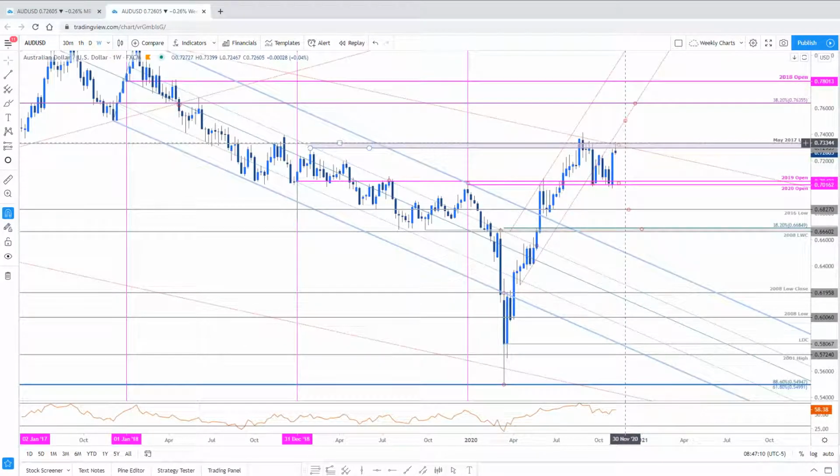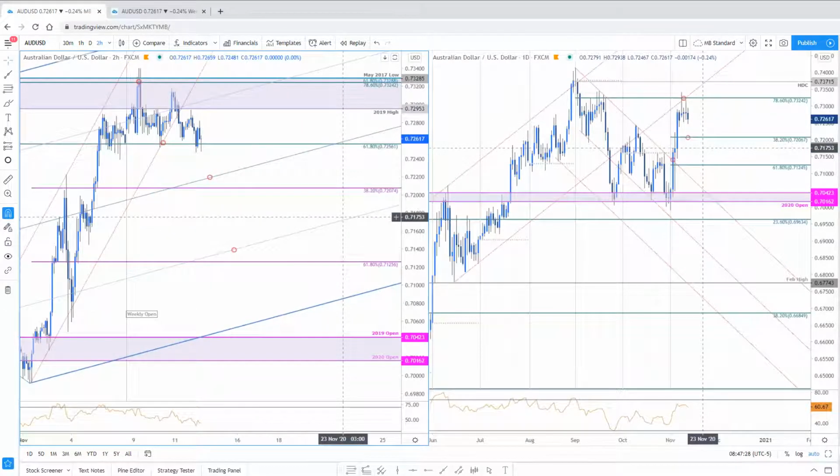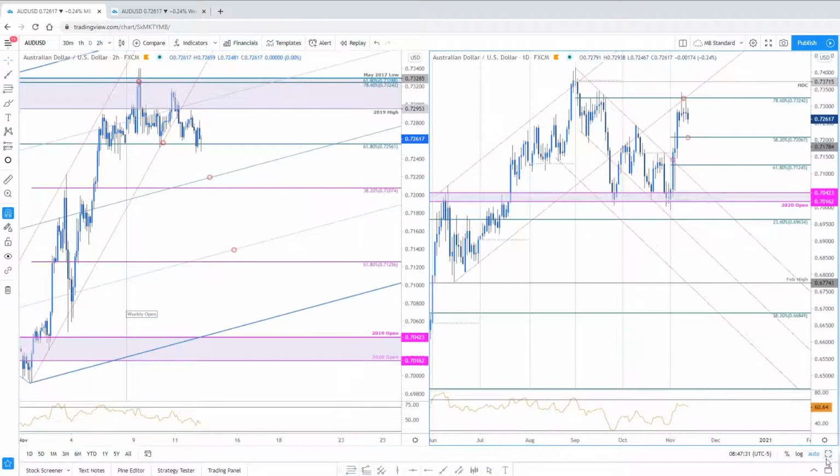You guys know where key support is, 70.16, 70.42. We've been talking about that literally for years. That was last year's open and this year's open. So the range is well defined. The levels are clear cut, and we are at resistance. So Aussie, in my opinion, was one of my favorite moves this week. We're still not getting much momo behind it.